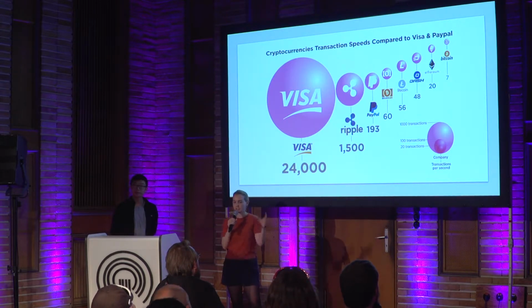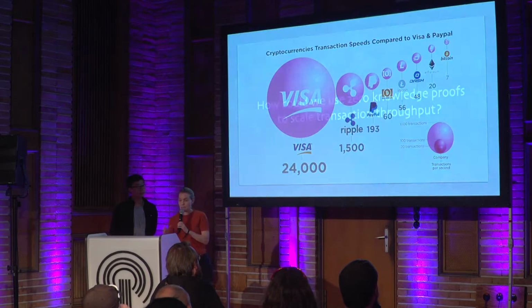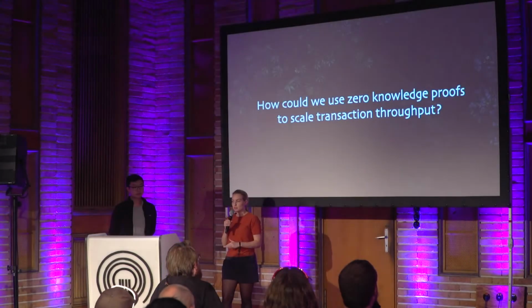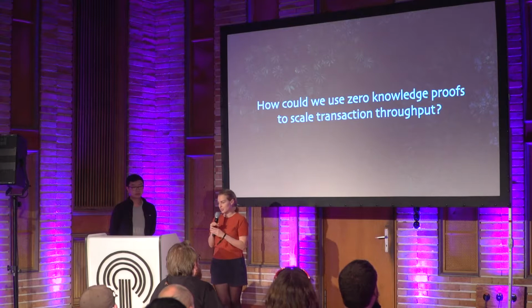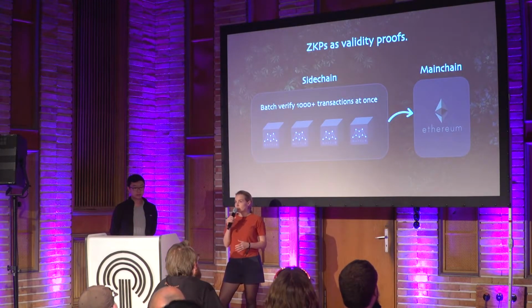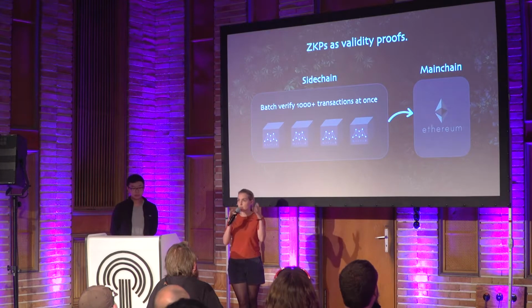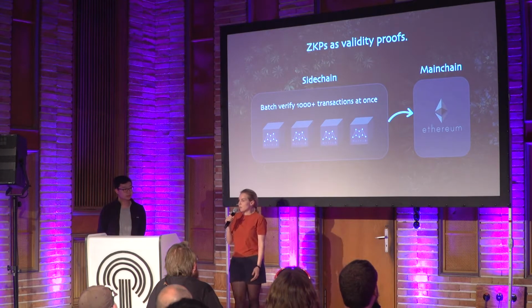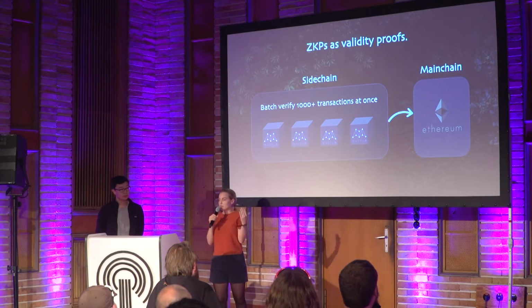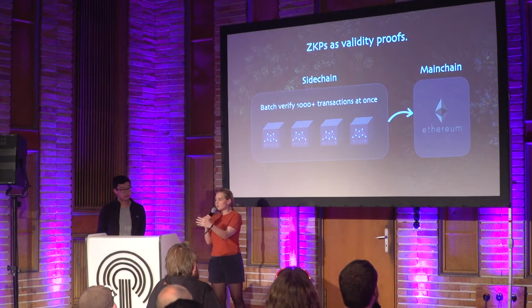With Plasma, you create a side chain, and then you do an attestation to the main chain using game theoretic methods. But what if you could use zero-knowledge proofs to actually scale transaction throughput? And there's one project that's doing that. That's Matter Labs. And what they're using is zero-knowledge proofs as the validity proof. So what they're doing is they're batching thousands of transactions, much like a Plasma would. But instead of using this game theoretic mechanism, they're using zero-knowledge proofs to create canonical entries on the main chain.